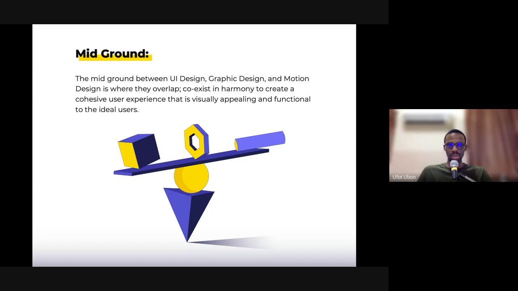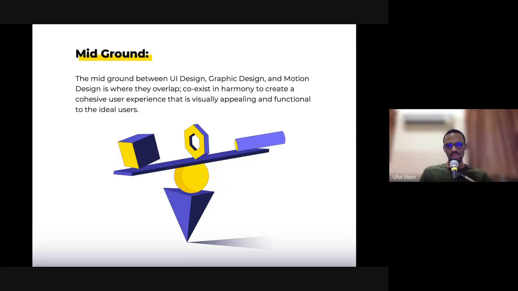So the mid ground between UI design, graphic design, and motion design is where they all overlap, where they coexist in harmony to create this cohesive user experience that is visually appealing and functional to the ideal users. But now, this mid ground would be nearly impossible without two factors. And the two factors are what we're going to be really talking about in detail.